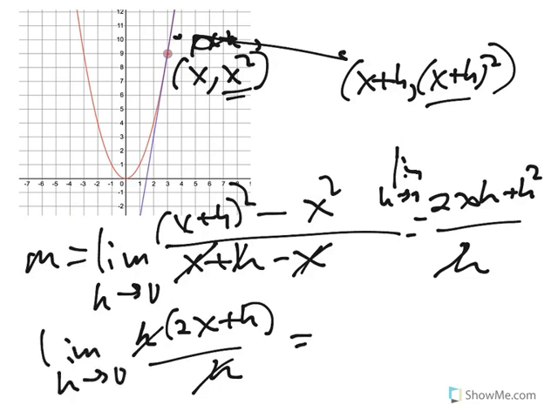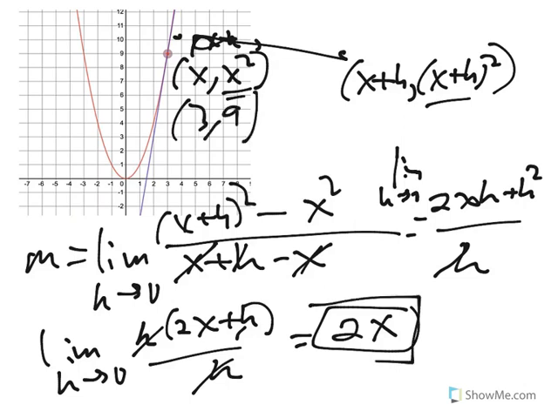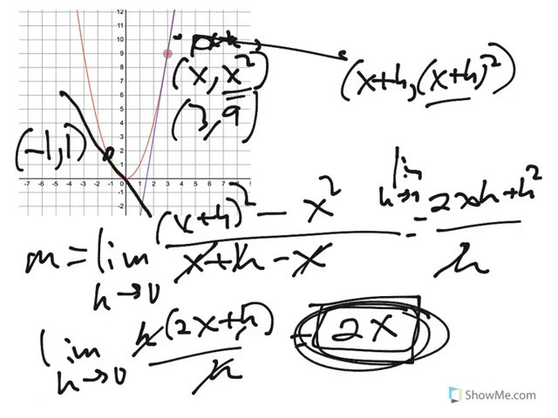And finally, you can plug 0 in for h, and you get 2x. So what this means is, remember when it was 3, 9? It meant we could expect the answer for the slope of the tangent line to be 2 times 3, which was 6. But now I can plug in anything else, like for instance, this is negative 1, comma 1. According to this formula, the slope of the tangent line is double the x-coordinate.